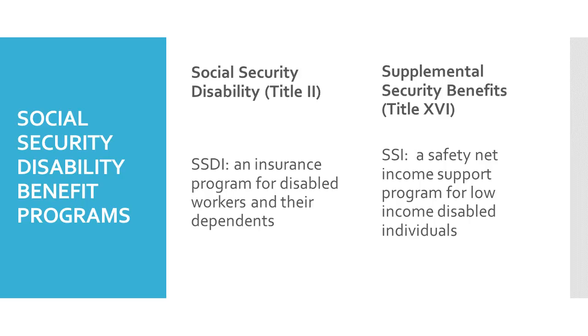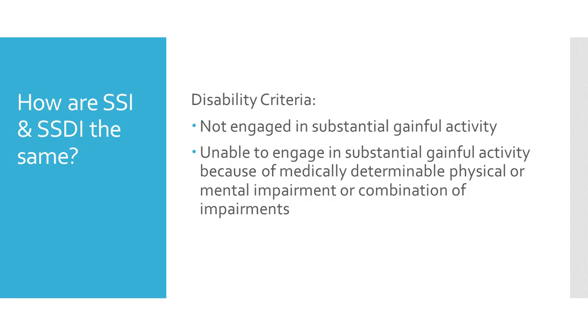SSI is more of a safety net program that provides support for low-income disabled individuals. And you need not be insured in order to get SSI, but you do need to be disabled to get either. The disability criteria is the same for both programs.